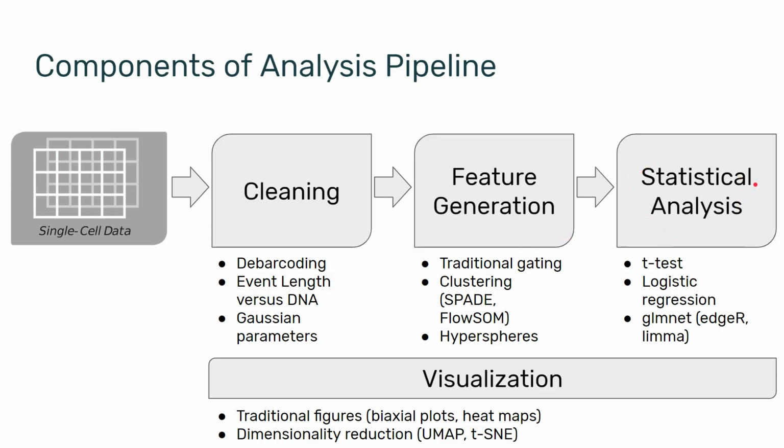And finally, for the statistical test, you can use t-test, logistic regression, GLMNet, and assorted R packages, ANOVA, and so on and so forth. Finally, for visualization, one of the options is using dimensionality reduction, such as UMAP or tSNE, or you can use traditional figures, biaxial plots, heat maps, box plots, and so on and so forth. So to build your pipeline, you can go through each one of these boxes and choose the relevant algorithms. Of course, reality is a bit more complicated than just making these choices. You also need to implement them and make sure they're connected. But from a high level view, this is what you need to make sense out of your data.